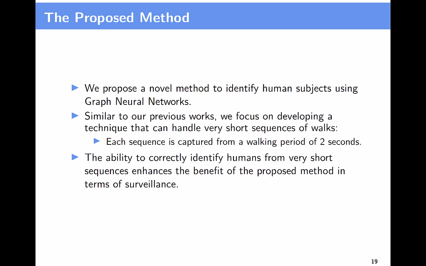For our proposed method, in this work, we propose a novel method to identify human subjects using graph neural network. Similar to previous work, we focus not even on freestyle walk, but we try to handle very short sequences of walk. In this case, we define a sequence of walk as a walking period of 2 seconds. This is because the ability to correctly identify humans from very short sequences will enhance the benefit of the proposed method in terms of surveillance, in terms of detecting humans within a very short period of time.